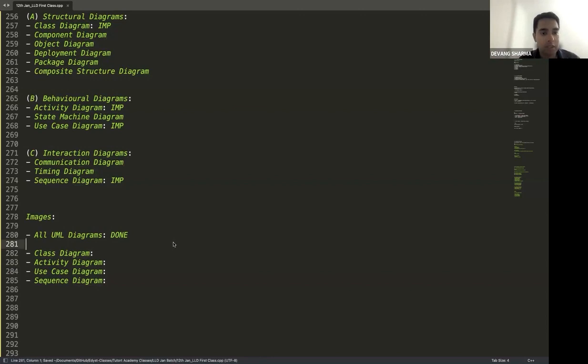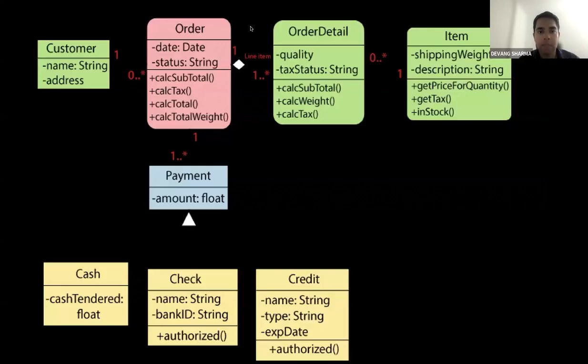So let me quickly get a screen for you for class diagram. Okay. I'm going to share my screen. Let me know once you guys can see it. Come on guys, be quick. Can you guys see my screen? Just let me know. Everybody can see the class diagram.